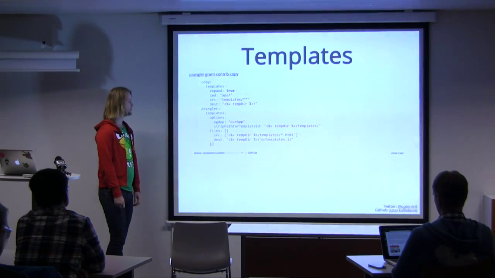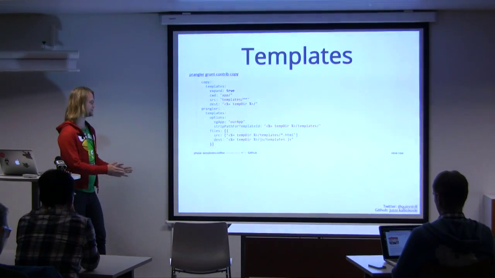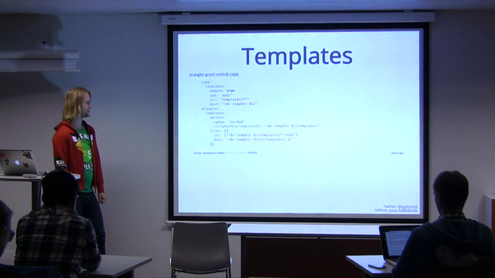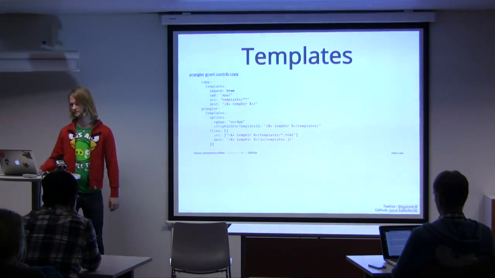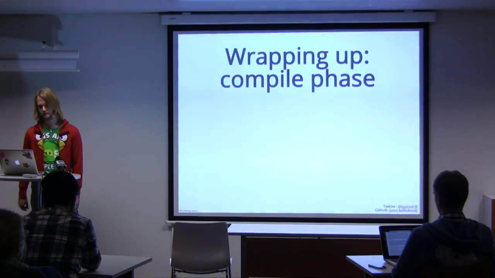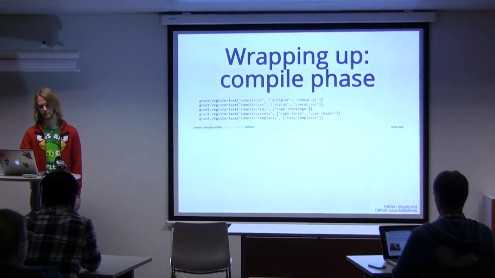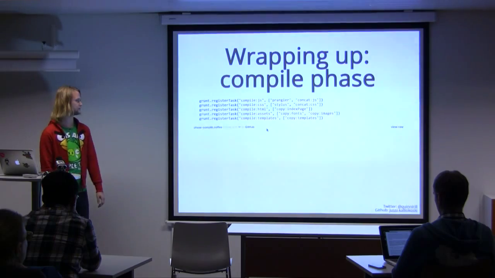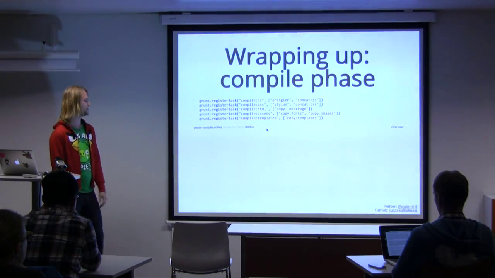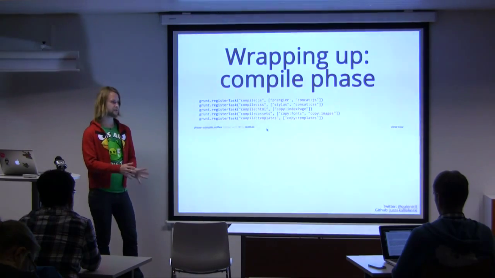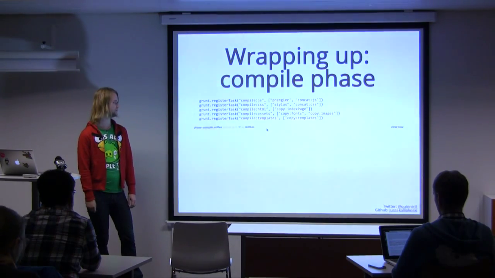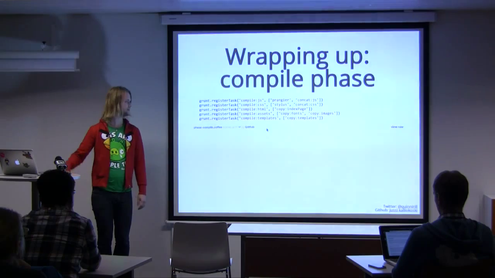Then we have a copy here, which also copies the templates before doing the Prangler to a temporary directory. Again, I'll come back to why we do that. So, wrapping up our compile phase, it would look something like this. We basically do first Prangler, and then we concatenate the result with our JavaScript.